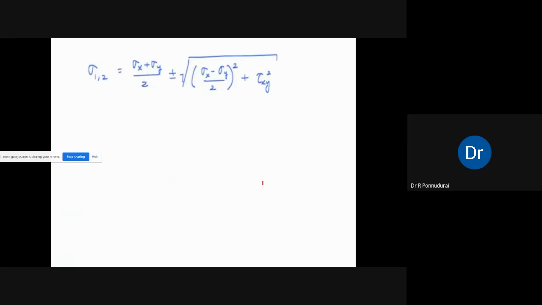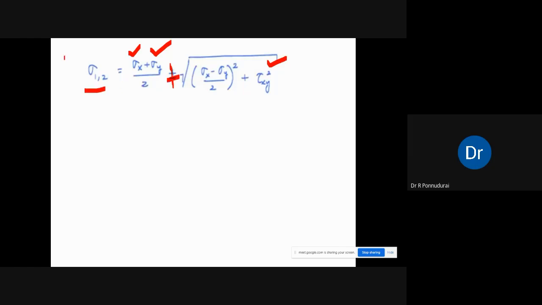Now you need to just substitute these values in the principal stress formula. Sigma x is given to you, sigma y is given to you, and tau xy is also given. So you can get the values of sigma 1 and sigma 2. If we substitute the plus here, we get sigma 1, and with the minus, we get sigma 2.